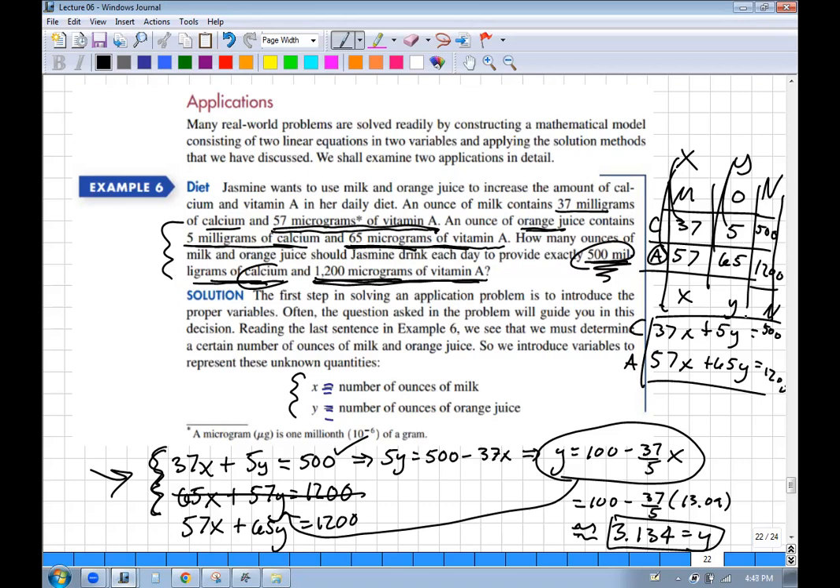And this is going to be important because later on we're going to be doing matrices. If all your equations are in the same order here, you can get rid of all this. You could just write 37, 5, 57, 65, 500, and 1200. So later on, we're going to throw away all the pluses and the X's and the Y's.